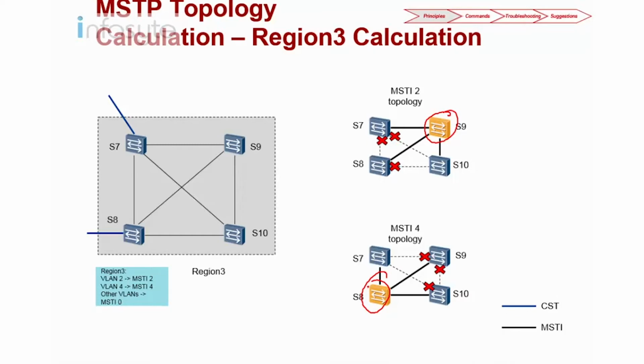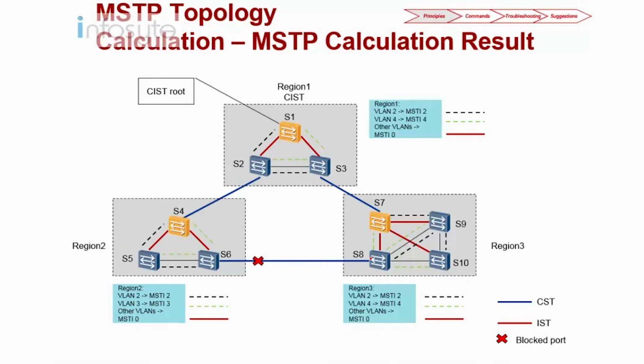Now if we are going to conclude the whole thing and combine all of them together, you can see that we have 3 different types of calculation. If you still remember, first we are going to look into the CST. So this is the root for the CST. And then we are going to look into the IST, which is instance 0. So if we look in here, the blue color is the CST. So here we have forwarding, but here we are not forwarding. So we don't have any loop here.